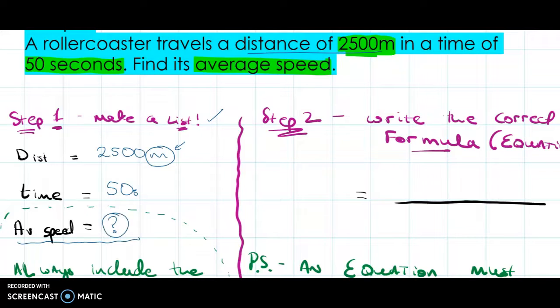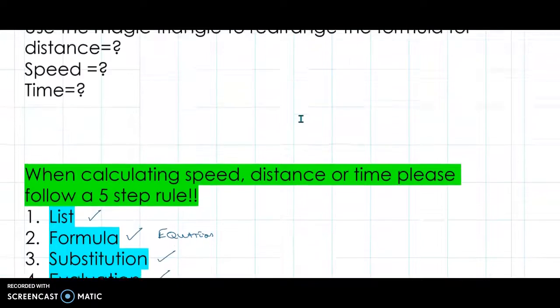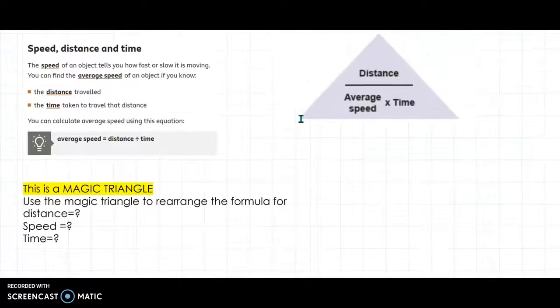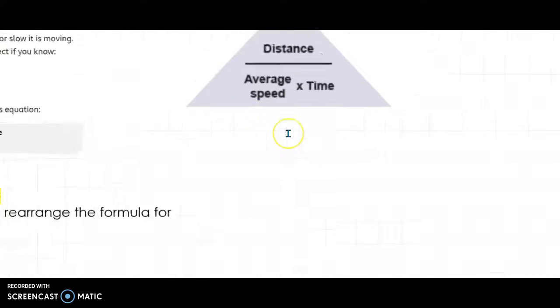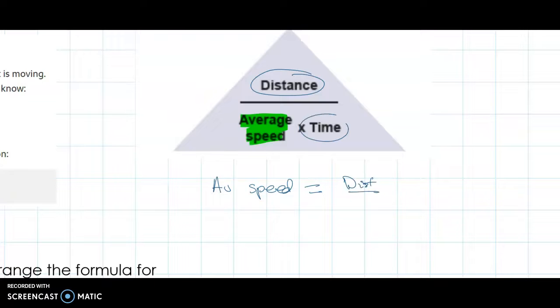So that means I know that that's what's going to tell me what version of the formula I want to rearrange it for. So we come back to our distance, speed, time formula using our magic triangle, and I know I want the version that's going to look for average speed. So that means I cover average speed with my thumb, and that's equal to whatever's left over. So I've got distance on top divided by time on the bottom.